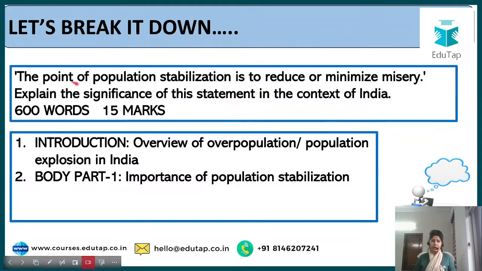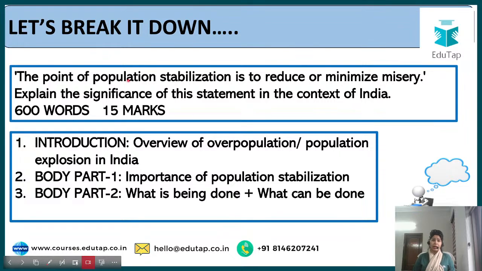And since we are not very clear what the significance involves, what are the reasons that population stabilization is necessary, it can be a little vague statement to ask. Hence, we will also give some of the measures that have been taken by the government to stabilize population, or we'll write a way forward, the methods that can be used to stabilize population in the country, and what is being done, what can be done, and finally in the conclusion we'll write a summary.